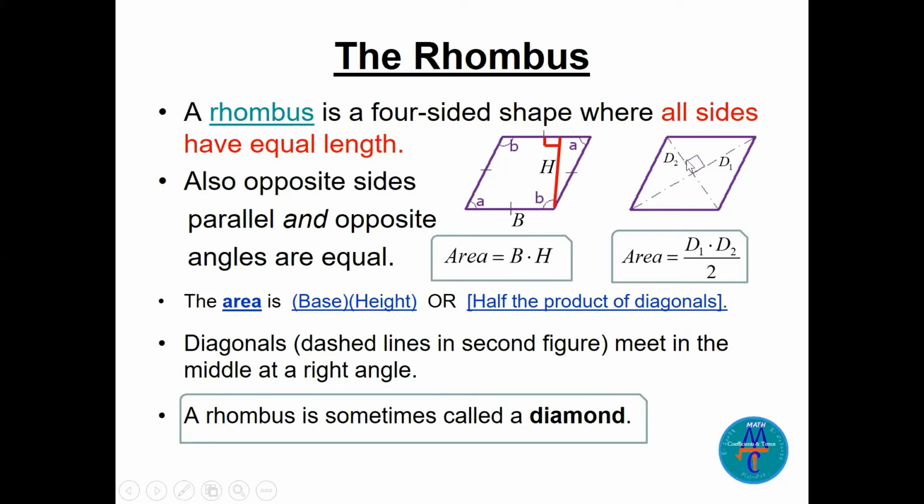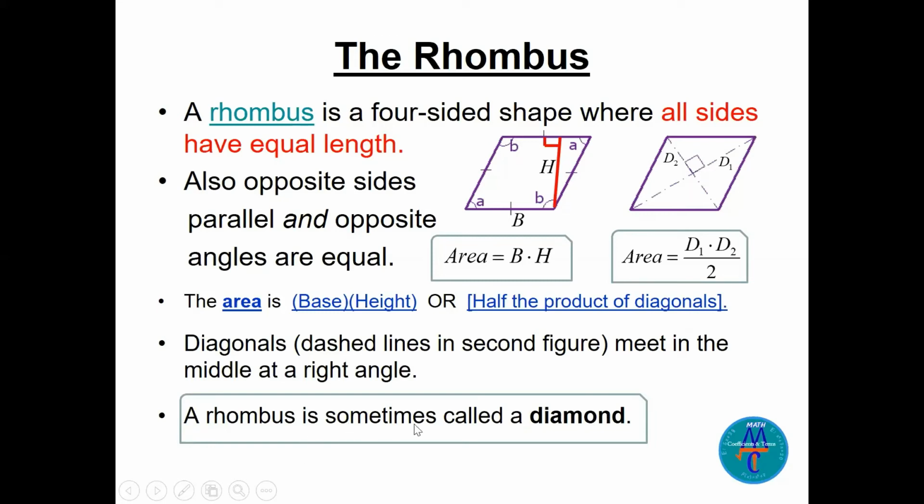Diagonal, the dashed line in the second figure. See, this is the word diagonal. They meet in the middle at a right angle. So when you draw diagonal 1 and diagonal 2, they are perpendicular lines. So this is angle 90.